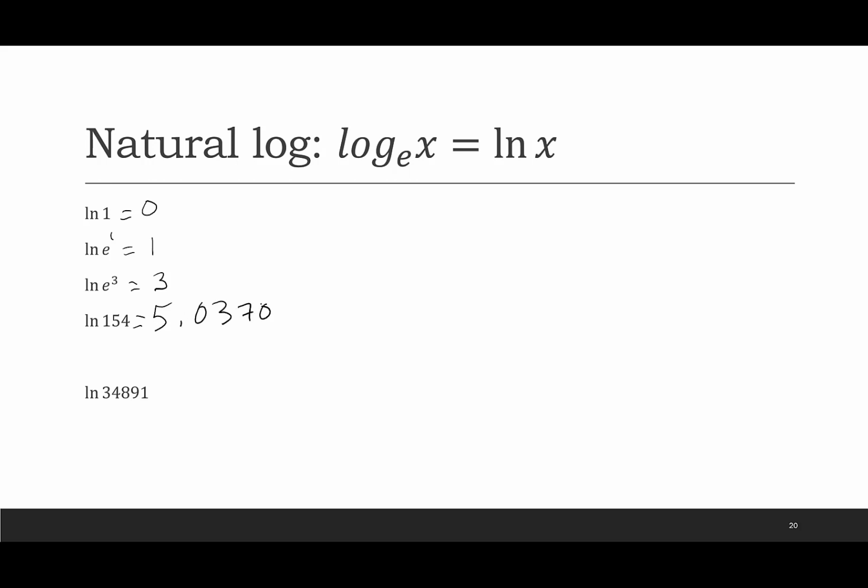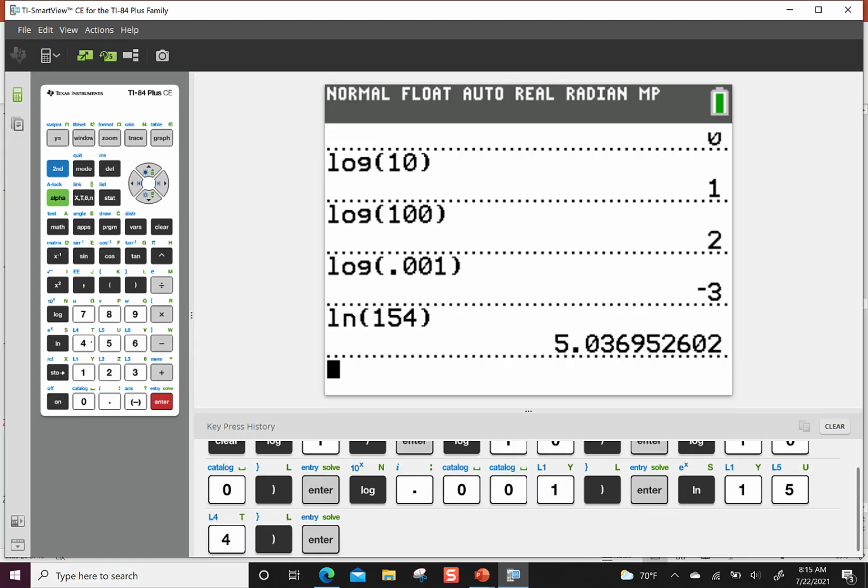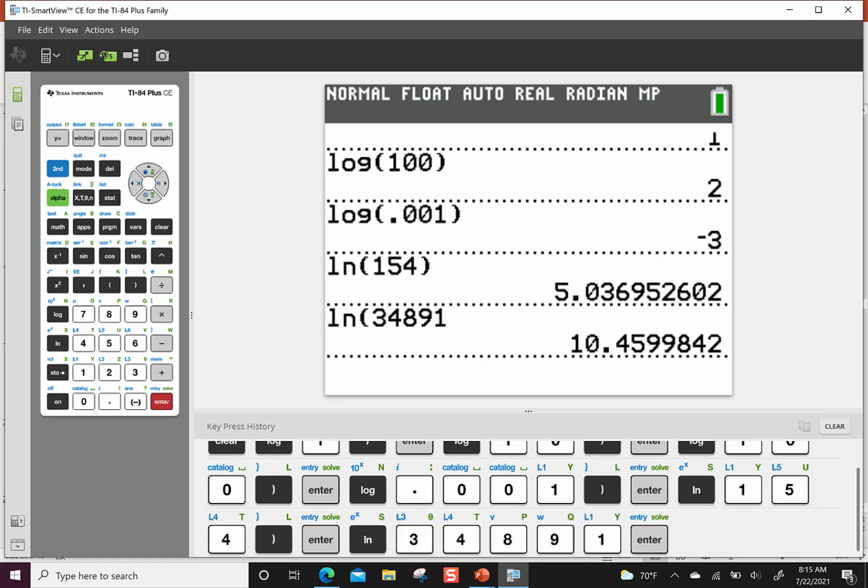Let's try the same thing with the natural log of 34,891. Again, I'm going to do 4 decimal places, so 10.4599 followed by an 8. So that 8 rounds the 9 up, which rounds the next 9 up, so we end up with 10.4600.